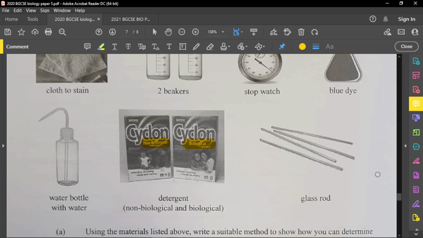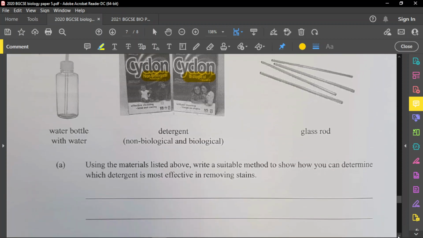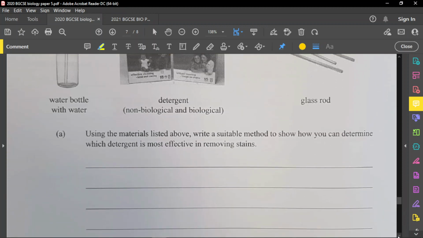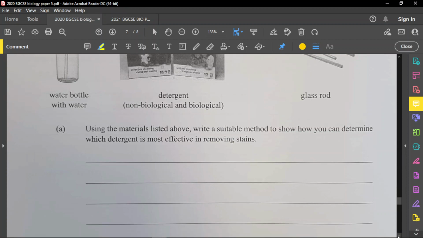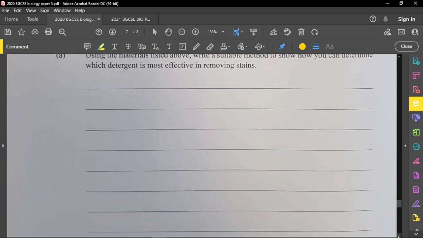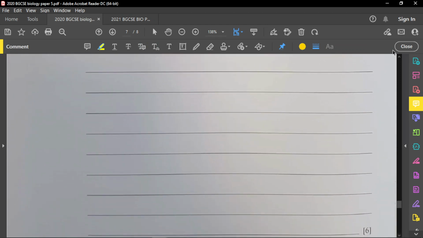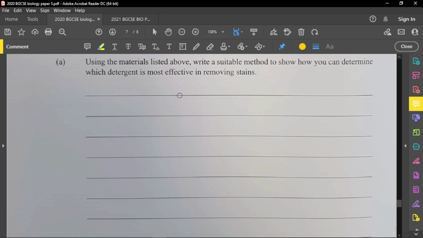glass rod. So here now it asks us to use the material listed above, write a suitable method to show how you can determine which detergent is most effective in removing stains. All right, and if you notice, as I mentioned earlier, typically you get a lab method to write out in paper 5, right?